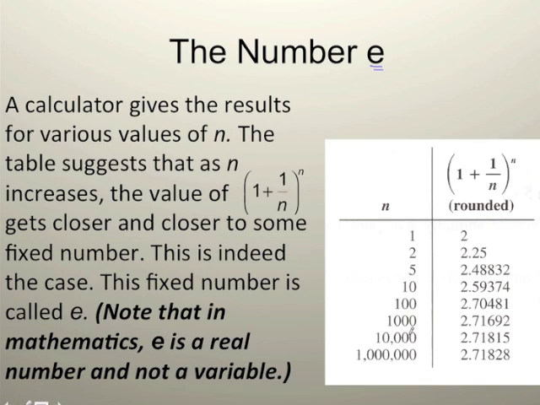We have 100, 1,000. 10,000 is 2.71815. A million is 2.71828. It gets closer and closer to some fixed value. Notice that we've got 718. And this really is the case. The fixed number is called e. So in mathematics, e is a real number and not a variable.